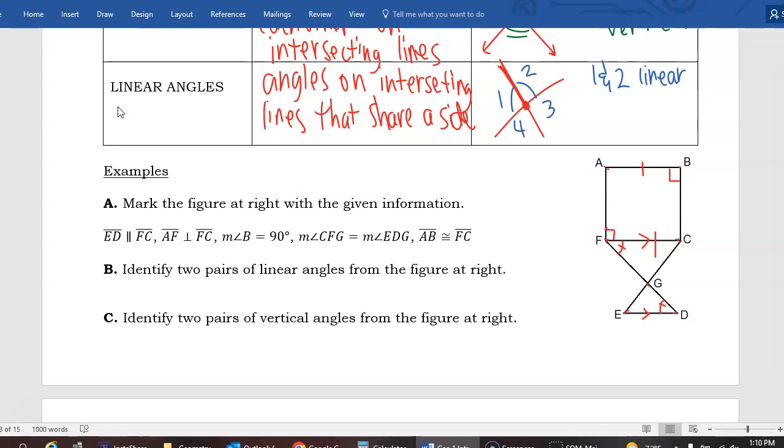Letter B, identify 2 pairs of linear angles. So linear angles are going to be angles right next to each other. So I'm going to look at this one here. I got, I think, 4 choices. Like I can go here, that's option 1, option 2, option 3, option 4. I'm going to choose these angles right here first. So that would be EGF.